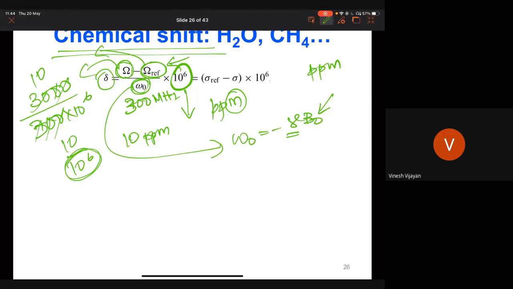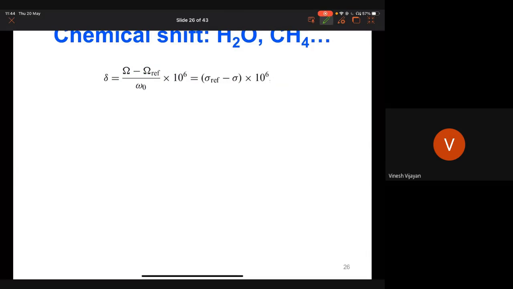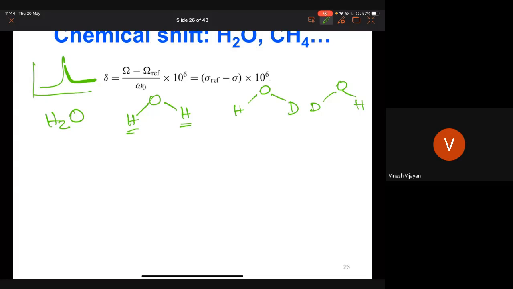So that being told, how does this parameter help? This parameter helps largely because let's take a given molecule like H2O. In H2O, you have two protons that are present. Although you have two protons, these two protons are chemically equivalent. So what do I mean by that? If you just substitute one of the protons with deuterium, you would realize that replacing either of the protons gives you the same molecule. So therefore, water is only going to give you a single resonance.